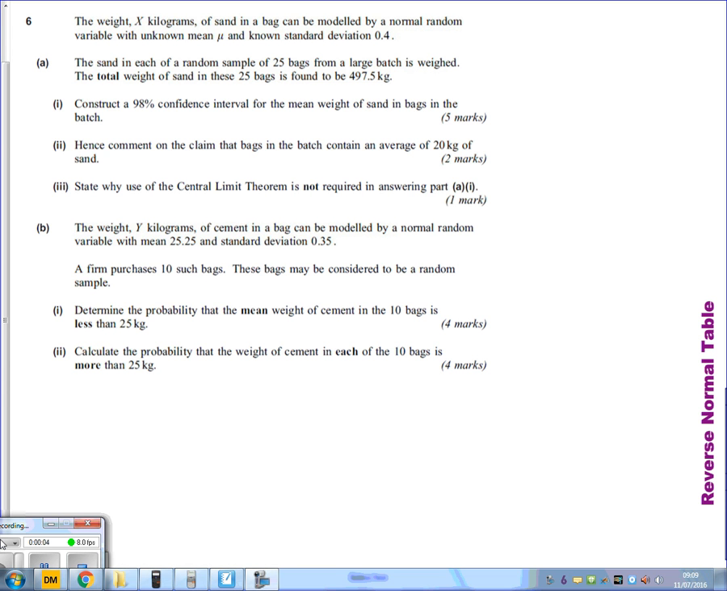This is question 6 on the June 2013 AQA S1 paper. So we've got a normal distribution of sand in a bag modelled by a normal random variable with unknown mean and known standard deviation. So X is distributed normally, unknown mean, standard deviation 0.4. Sand in each of a random sample of 25 bags, so n equals 25, from a large batch's weight.